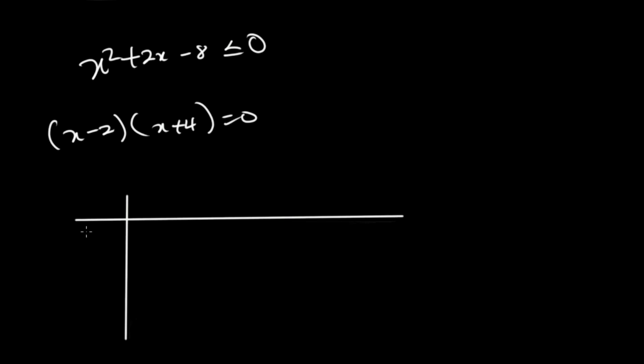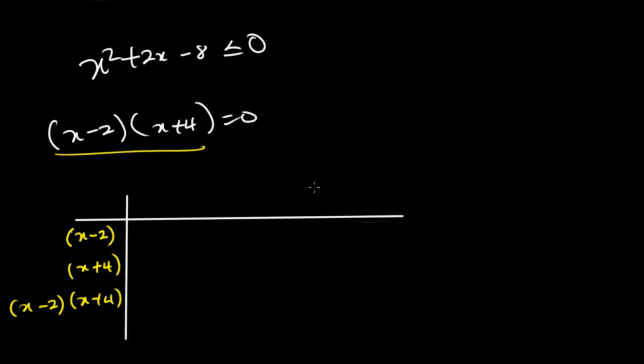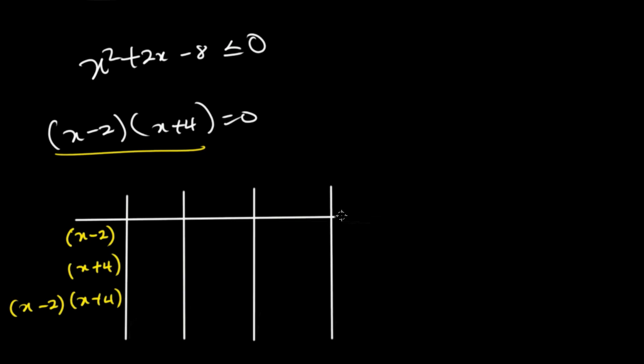So at this point, we are going to have the factors: x minus 2 and the second factor x plus 4. And then you are going to have the product of the factors, which is what we have here, x minus 2, x plus 4. So again, let's create another column, maybe having 3 columns basically, and the last column. So we'll be using this.